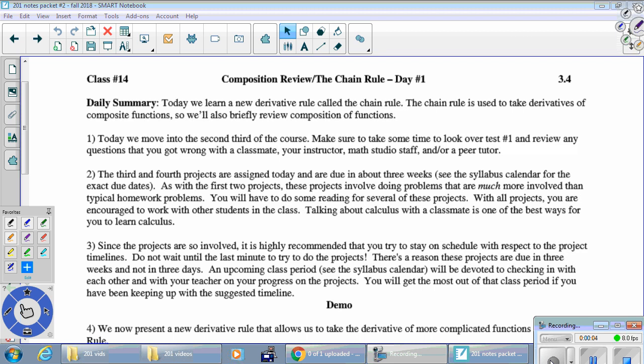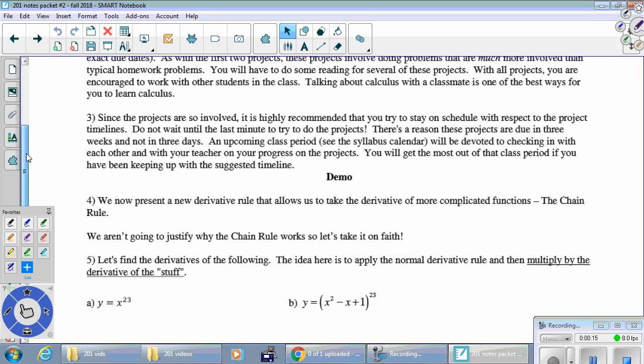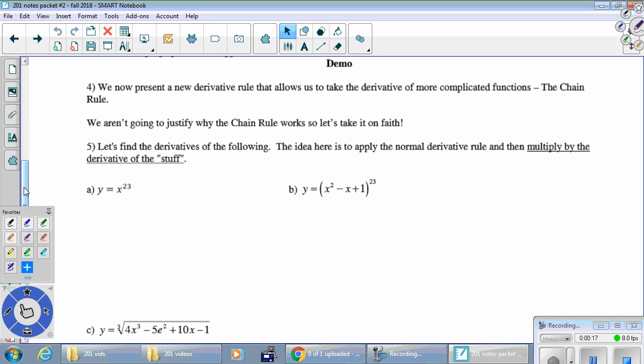Lesson 14 demo. Today we learn a new derivative rule called the chain rule. The chain rule is used to take derivatives of composite functions, so we'll also briefly review composition of functions. Number 4. I now present a new derivative rule that allows us to take the derivative of more complicated functions, the chain rule. We aren't going to justify why the chain rule works, so let's take it on faith.